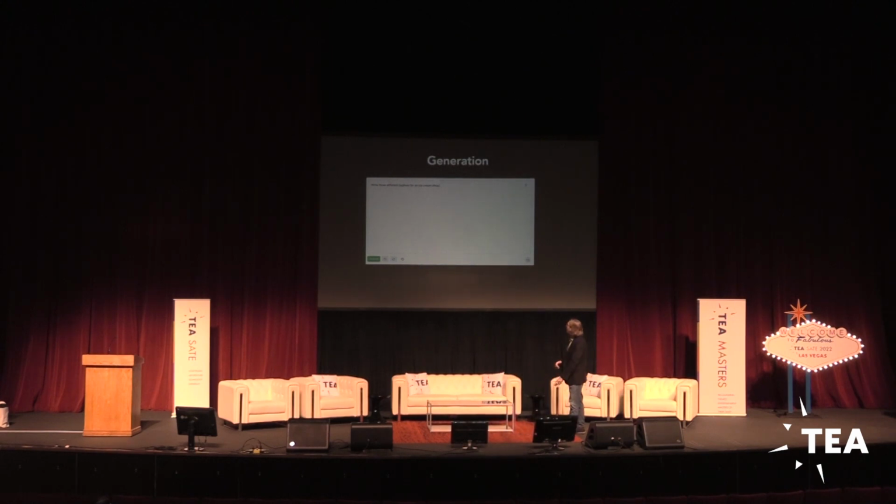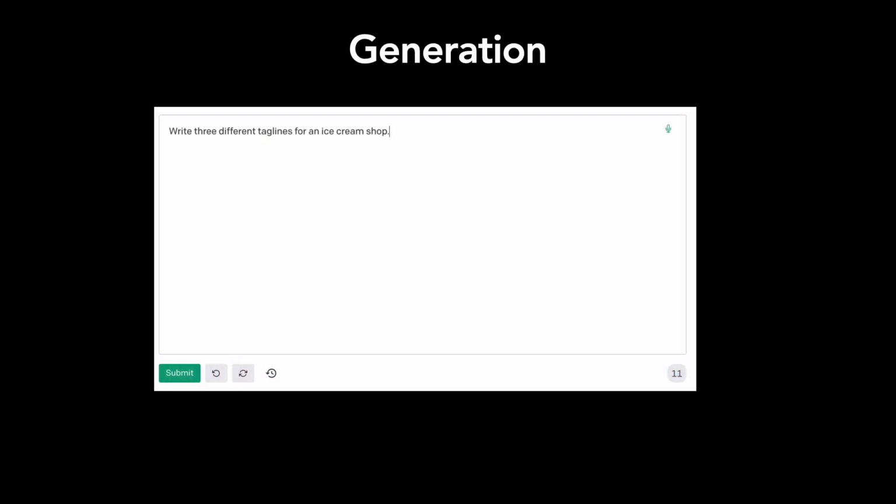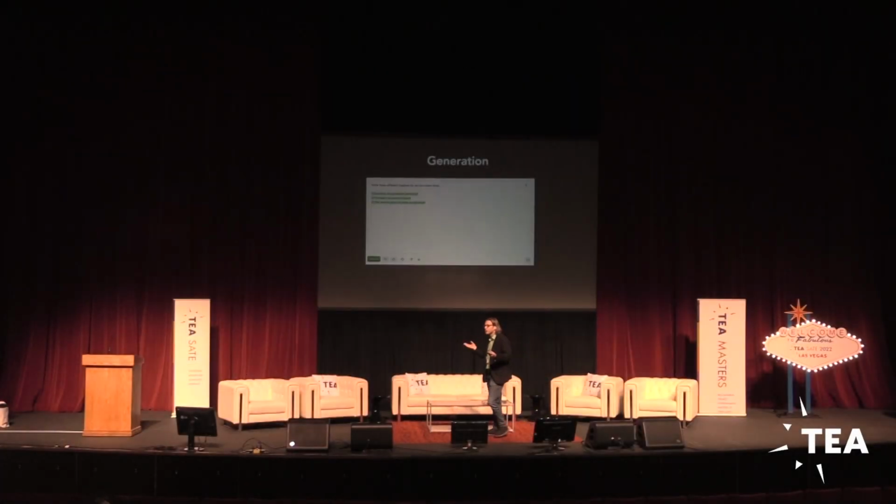What do I mean by that? Well, let's say I have writer's block, and I'm opening up an ice cream shop, and I want to come up with a good tagline for it, a good slogan. I'll just ask GPT-3, hey, write 3 different taglines for me for my ice cream shop. And sure enough, GPT-3 will come back: delicious ice cream for everyone, the best ice cream in town, and the perfect place to enjoy a cold treat. No human wrote that, GPT-3 wrote that.